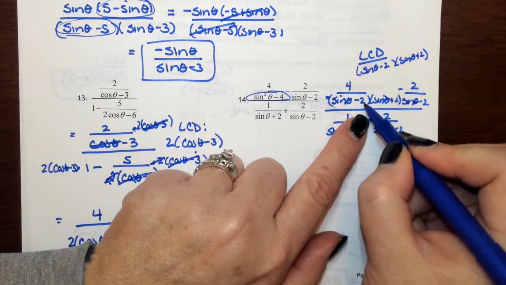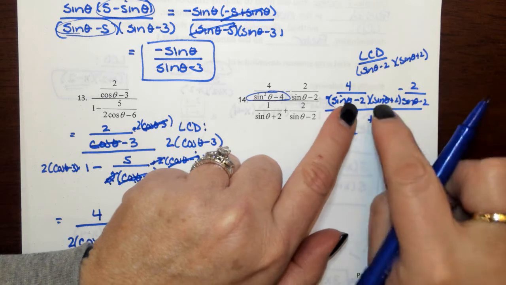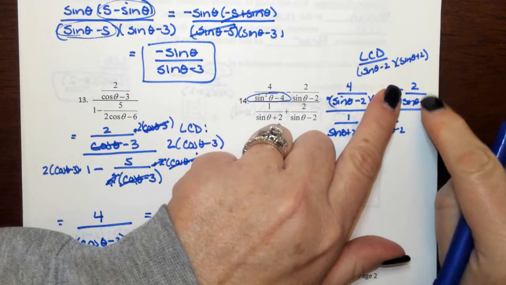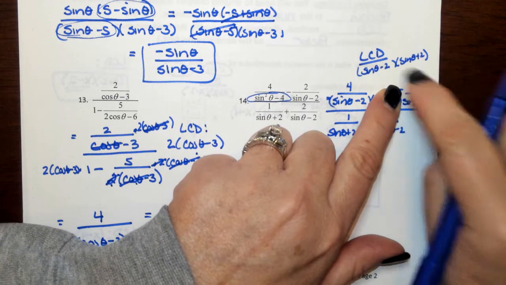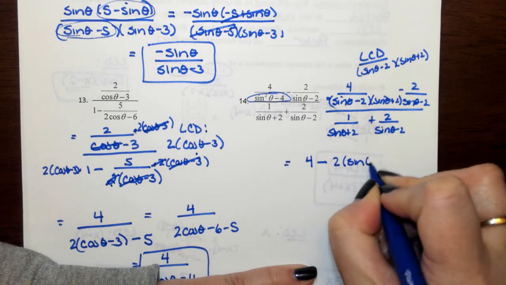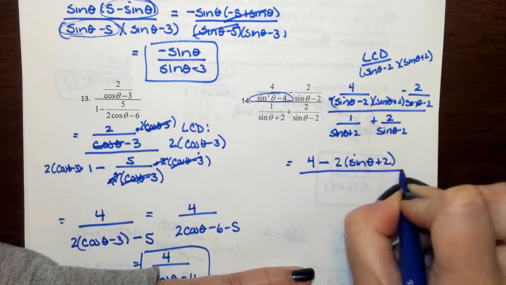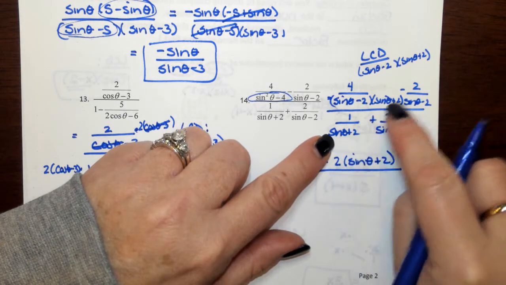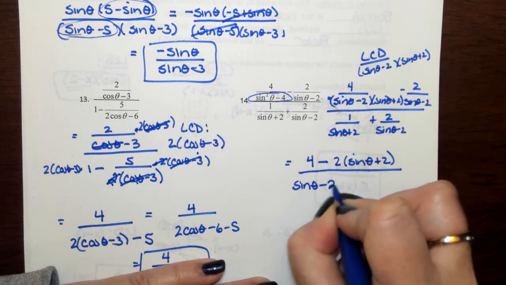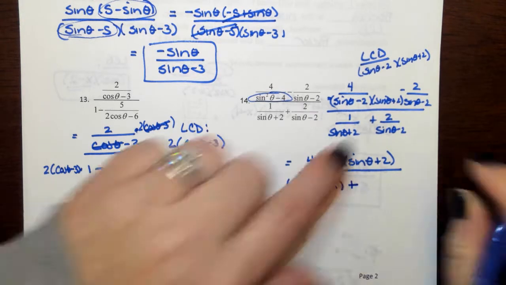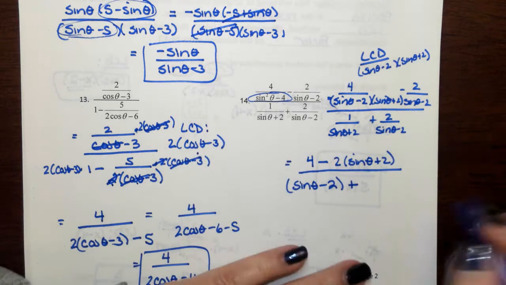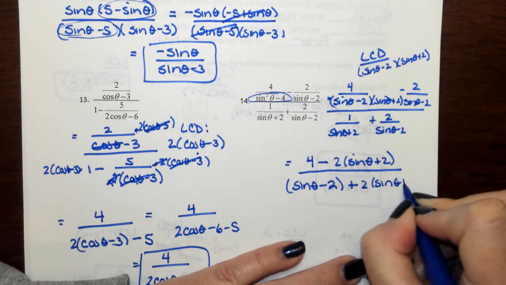So when you multiply 4 over sine theta minus 2 sine theta plus 2, both these factors are going to cancel with the LCD, so you're left with a 4. Minus, when you multiply 2 over sine theta minus 2 times your LCD, just the sine theta minus 2's are going to cancel. So you're left with minus 2 times sine theta plus 2 over 1 over sine theta plus 2 times your LCD. Just the sine theta plus 2's are going to cancel. You're left with a sine theta minus 2 plus 2 over sine theta minus 2. When you multiply by the LCD, just the sine theta minus 2 will cancel. You're left with a 2 times sine theta plus 2.